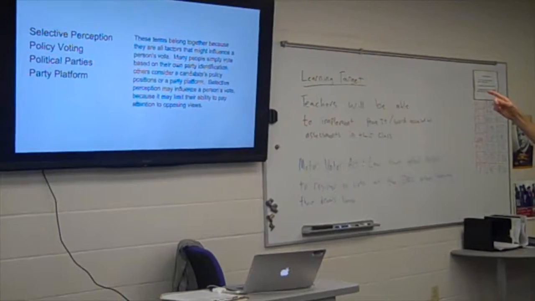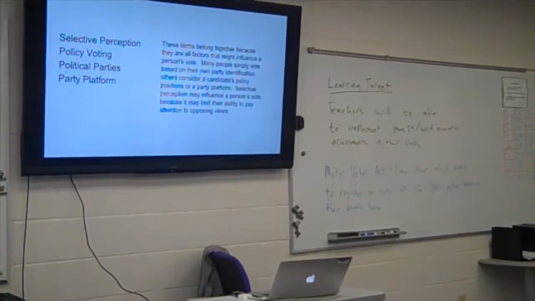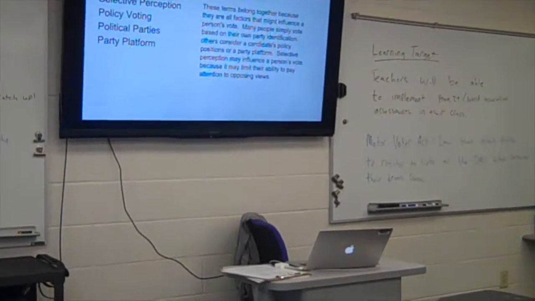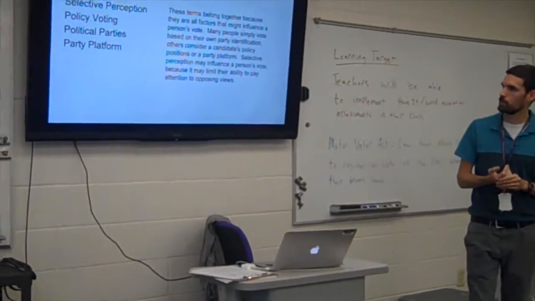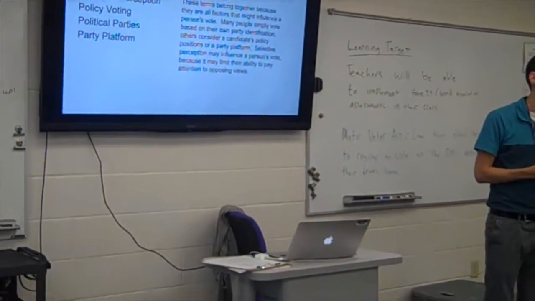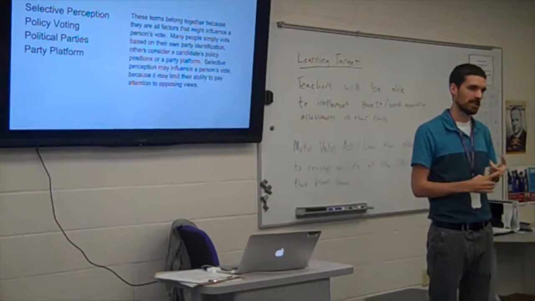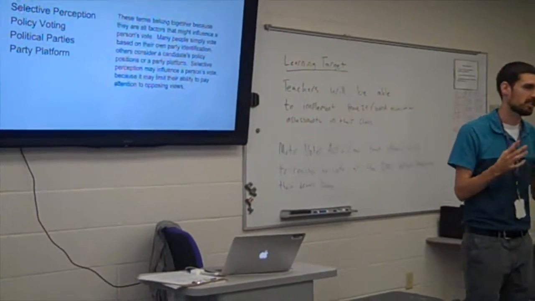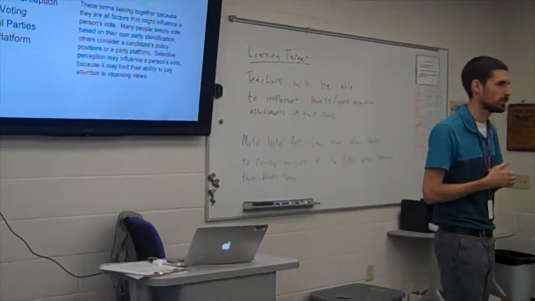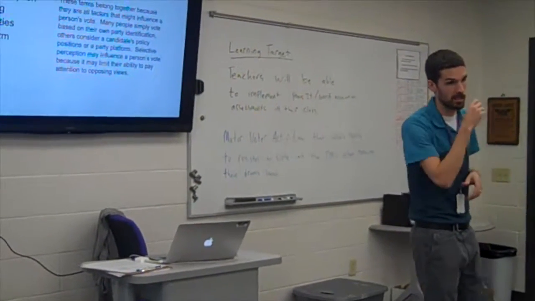These terms belong together because they're all factors that might influence a person's vote. Many people simply vote based on their own party identification, others consider candidates' party positions or platform. Selective perception may influence a person's vote because it may limit their ability to pay attention to opposing views. And so they put all that together based on concepts we've already learned. It works pretty well for going over terms, and it's good for them because they see what they don't know, and then you can see really quickly, engage the class, which words and concepts are unfamiliar, and you can collect those things they write and look them over. So I like doing that. You can spend 10 minutes, you can spend 20 minutes on it, depending on how many words you give them.